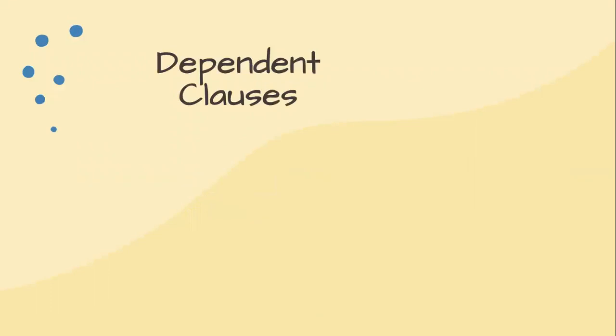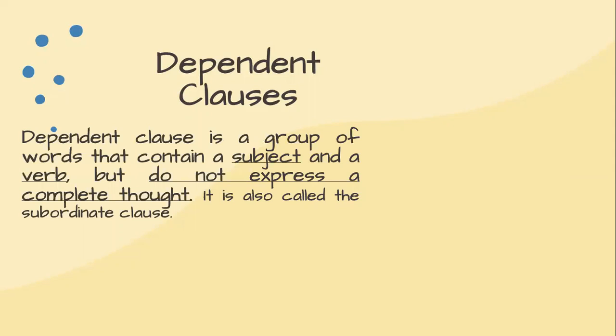Let's read about dependent clauses now. Dependent clauses are also a group of words that contain a subject and a verb, but the difference is that a complete thought is not expressed by this group of words. Even though the subject and the verb are both there, we still feel the need of some other sentence or other clause that would complete the meaning. This is called the subordinate clause, a clause that is depending upon another.